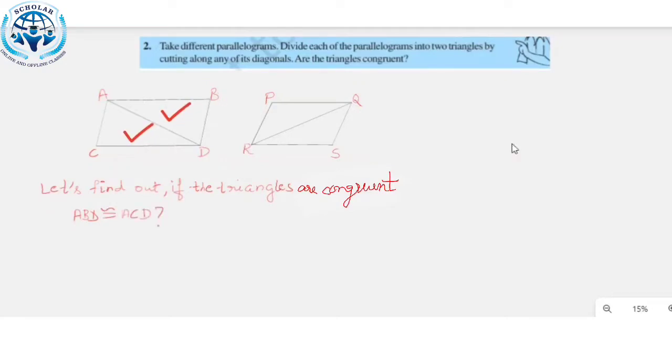In a parallelogram, opposite sides are equal and parallel. So AB is parallel to CD, and we already know the characteristics of parallel lines. Angle BAD is equal to angle ADC. How? Because AB is parallel to CD and these are alternate angles, as AD is the transversal line. So these both are equal.